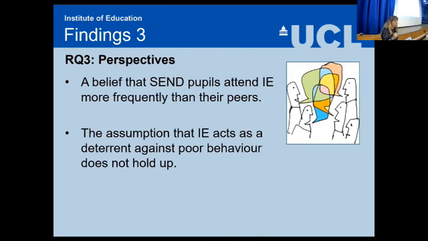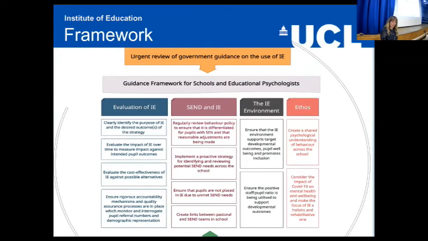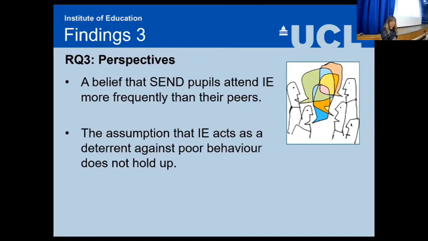In terms of perspectives, there was a perspective that SEND pupils are more likely to attend IE, but also a perspective that was wrong as well. A range of reasons was given for that, but mostly a lack of differentiation in the classroom. I think that was the biggest reason. And also teacher training as well, perhaps a lack of SEN-related pedagogy and training in how to differentiate for behaviour needs.